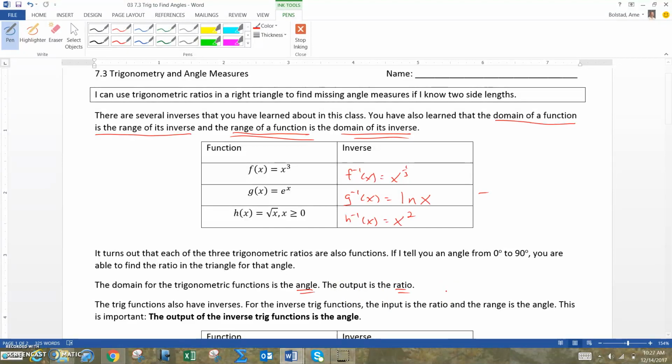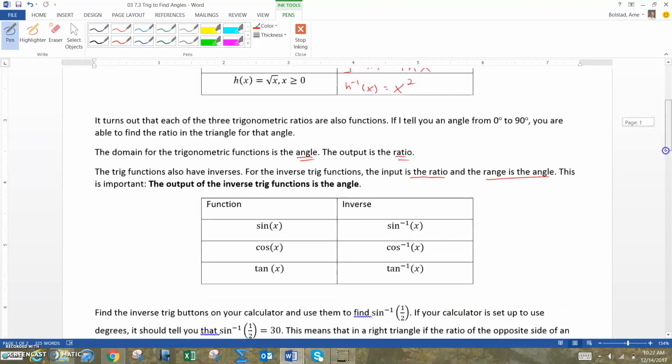The trig functions also have inverses. For the inverse trig functions, the input will be the ratio, or the fraction that the sides are, and the range will be the angle. This is important. The output of the inverse trig function is an angle. That should help us reach our objective for the day.